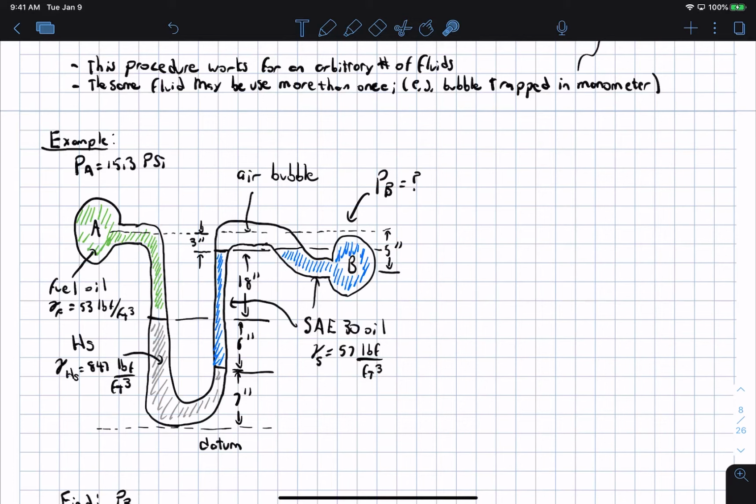And we know that the pressure here is 15.3 pounds-force per square inch. And we're asked to find what is the pressure at point B. Okay, and so I know all the changes of the elevation.